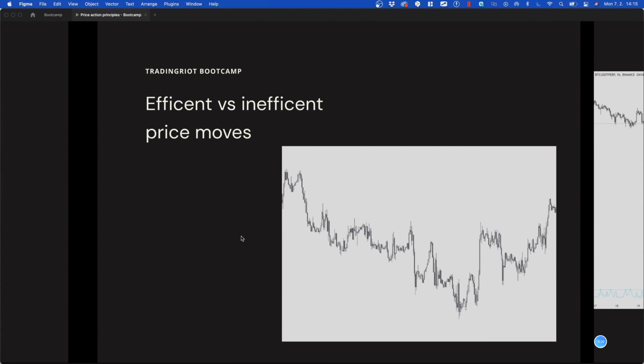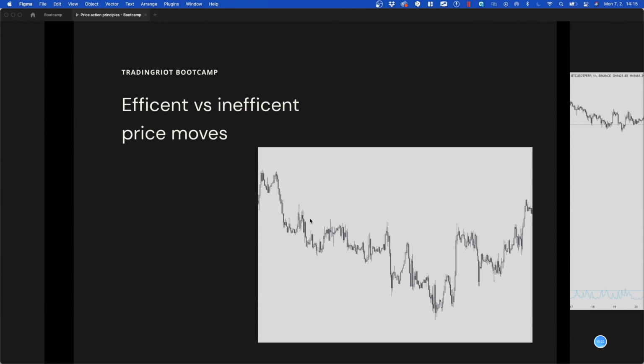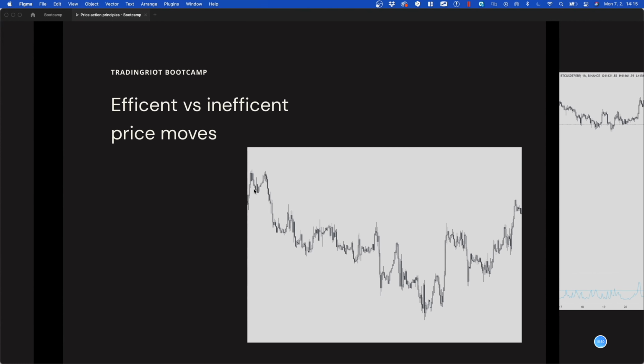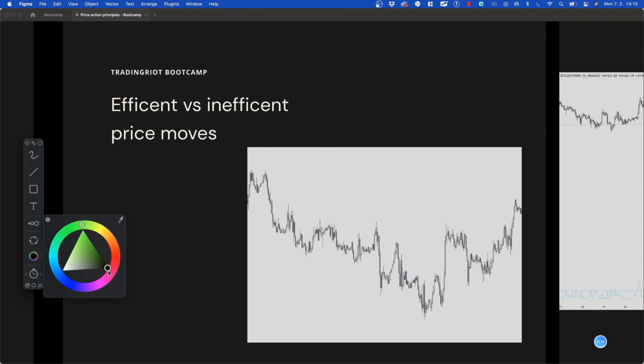Efficient versus inefficient price moves. So markets basically are doing only two things. I know most people will tell you that they are either trending or ranging, but in my opinion, they are either efficient or inefficient.